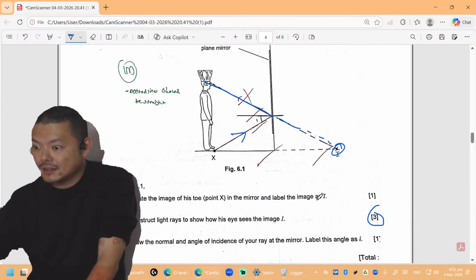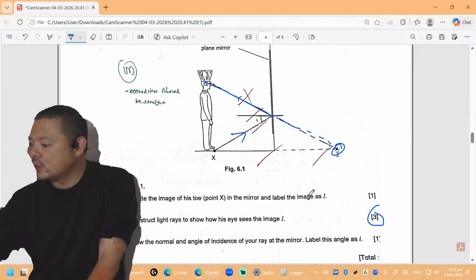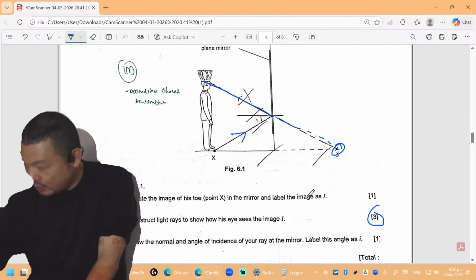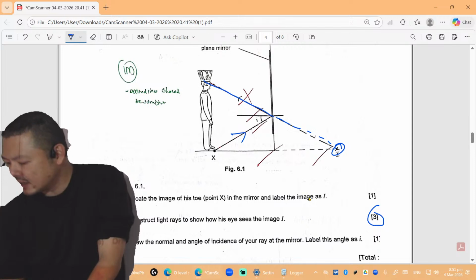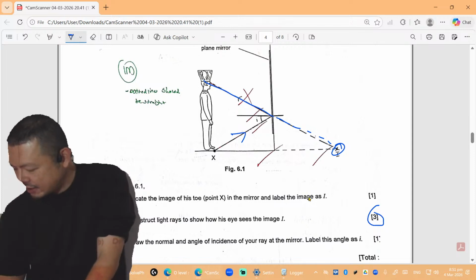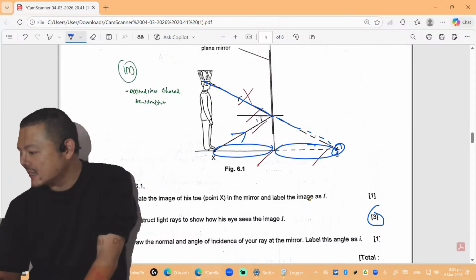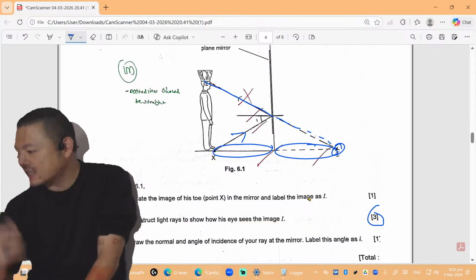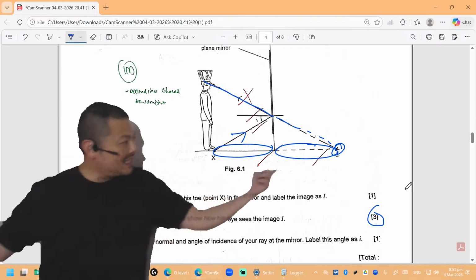It doesn't matter. The construction is the important one. If you construct it properly, you will get it correct. So you may have lost another mark. How many marks do you have there? Five. Then he got three. You have to measure this distance and this distance. It must be the same distance. It looks like it's not the same distance to me.